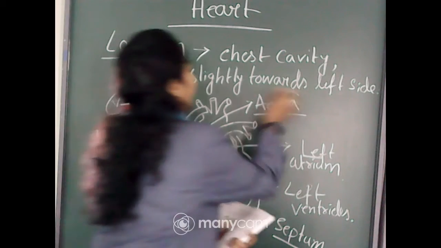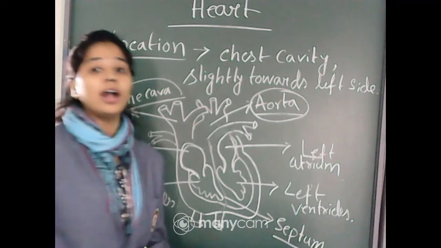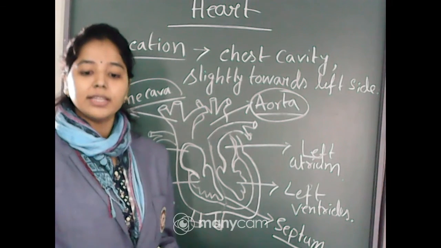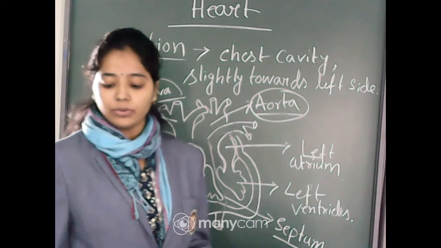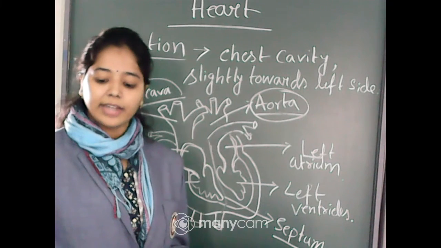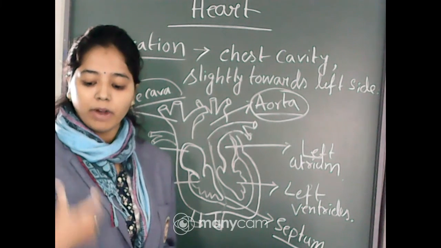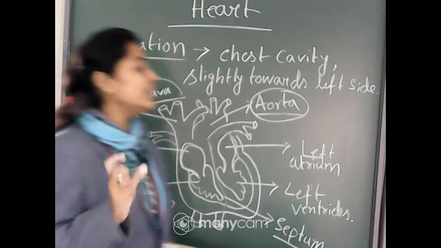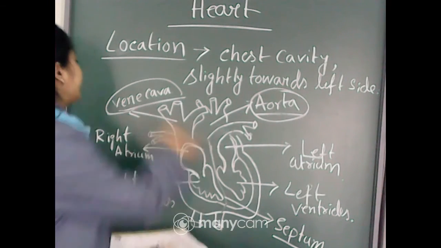Now comes the aorta. The aorta is the largest artery present in our body. Now what is the main function of the aorta? The aorta is the main artery that carries blood away from your heart to the rest of your body. Another thing I forgot to tell you is about the vena cava.